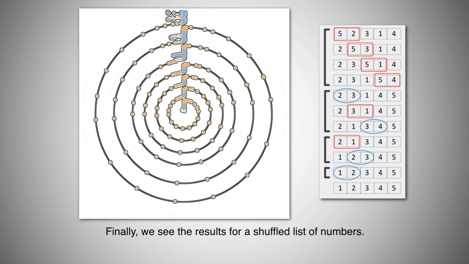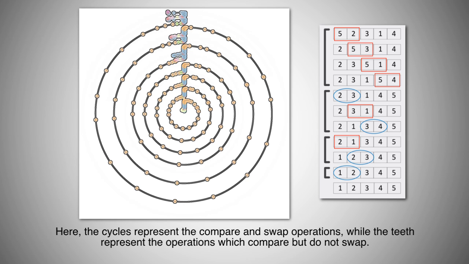Finally, we see the results for a shuffled list of numbers. Here, the cycles represent the compare and swap operations, while the teeth represent the operations which compare but do not swap.